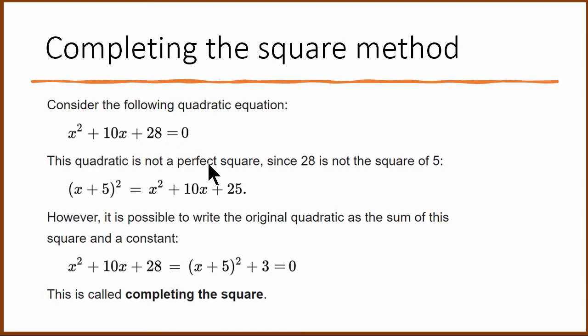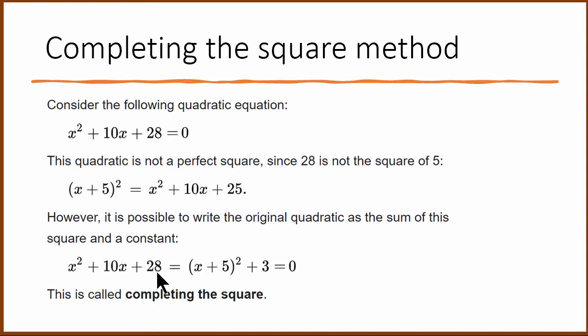Now this quadratic equation is not a perfect square. Why? Because 25 is not a square of 5. Now if 25 was a square of 5, we could have done x plus 5 whole square. In other words, because if you expand this, you get x squared plus 10x plus 25. Here we have 28. We don't have 25. What do we do? You split this into two parts. It is possible to write the original quadratic as a sum of a square and a constant.